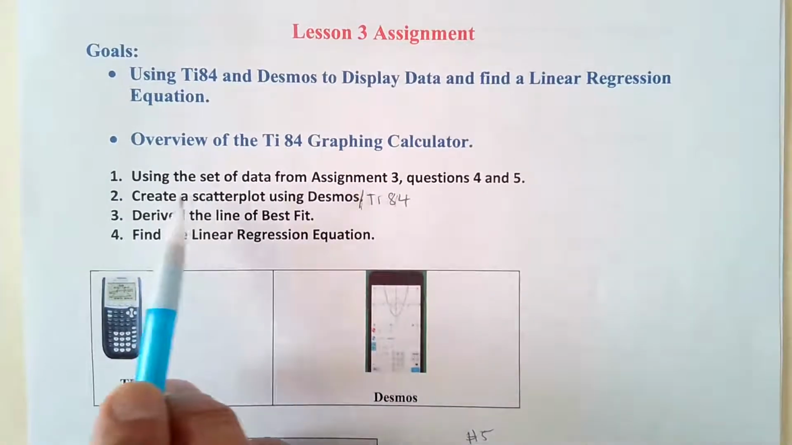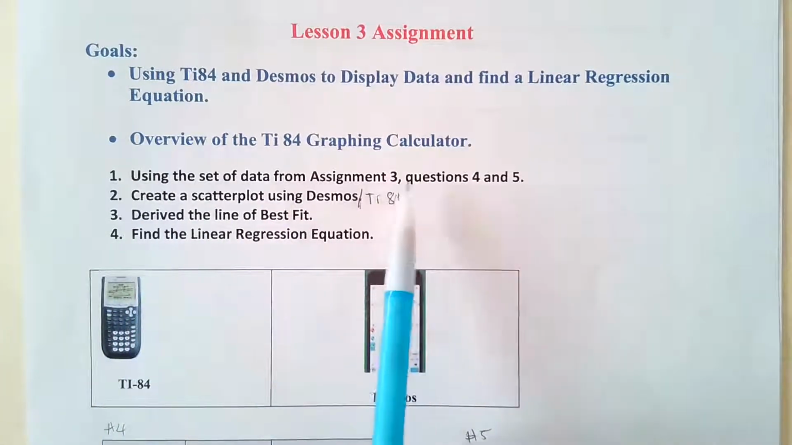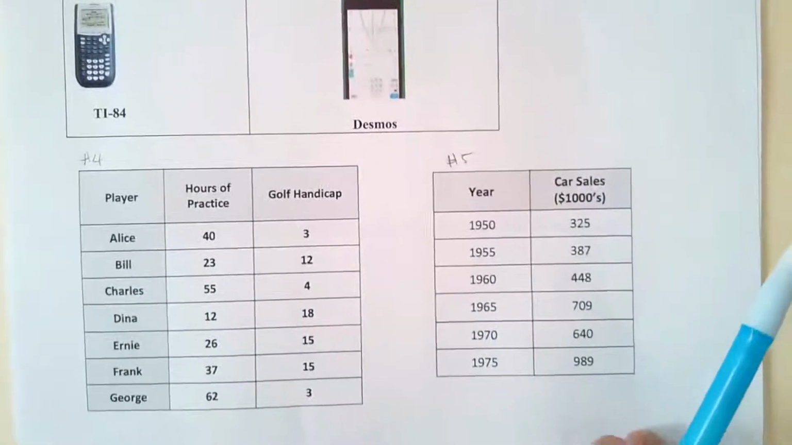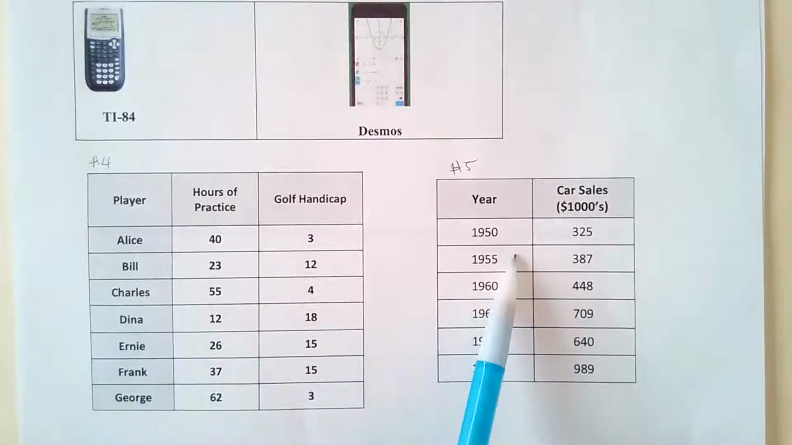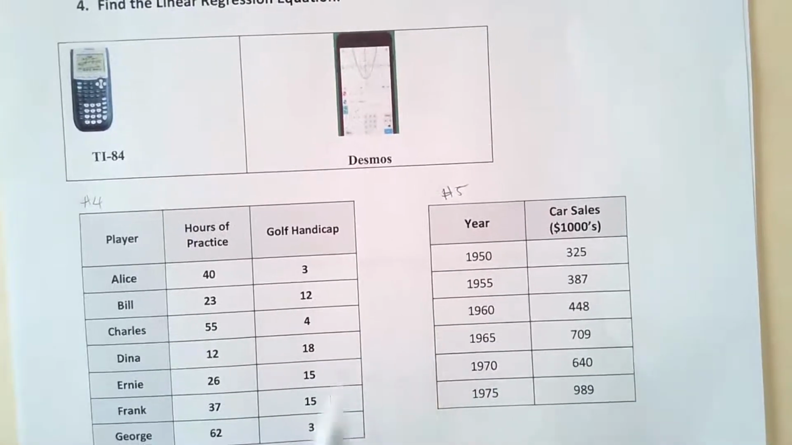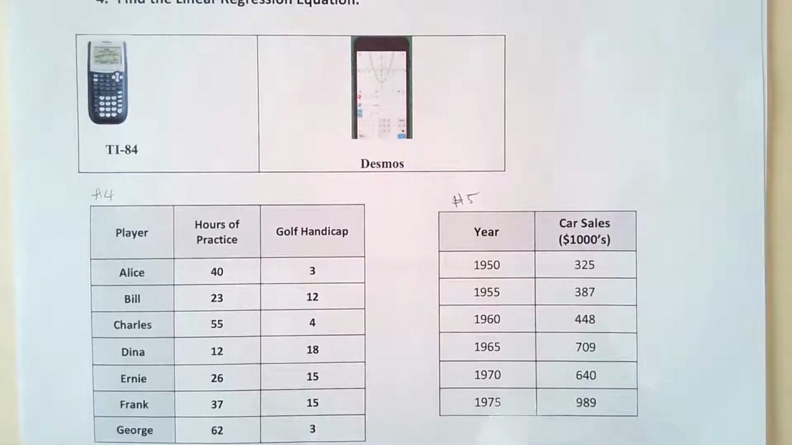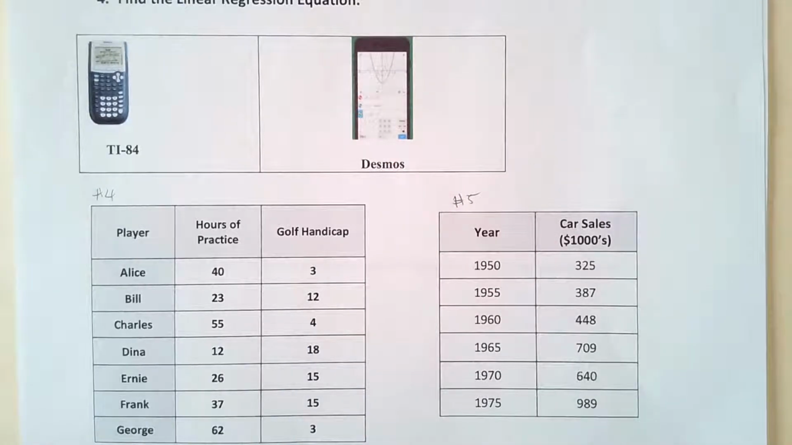So the overview for today's lesson is to use a set of data from assignment 3, questions 4 and 5. And these are the sets of data for question 4 and question 5. We'll use the data to create a scatter plot using the TI-84 and Desmos to derive a line of best fit and find the linear regression equation.